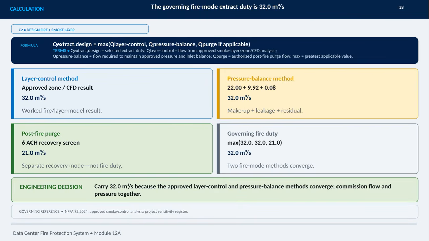Taking the maximum of 32.0, 32.0, and 21.0 therefore confirms a governing fire duty of 32.0 cubic meters per second. The engineering decision is to carry that value forward because the approved layer control and pressure balance methods converge. During commissioning, flow and pressure should be verified together, with the design supported by NFPA 92:2024, the approved smoke control analysis, and the project sensitivity register.